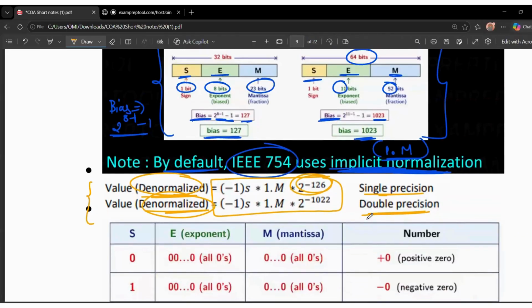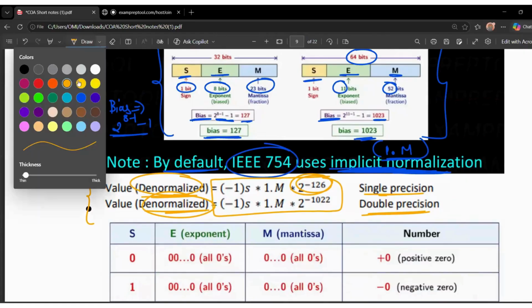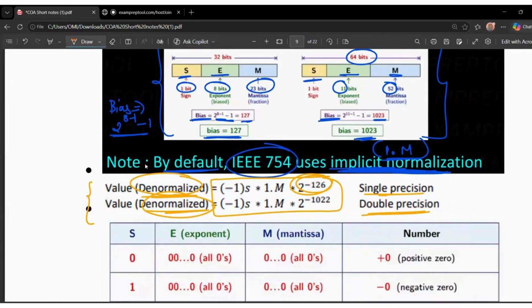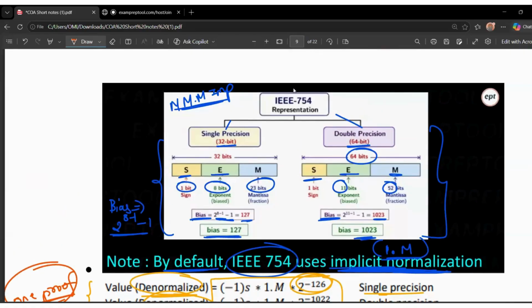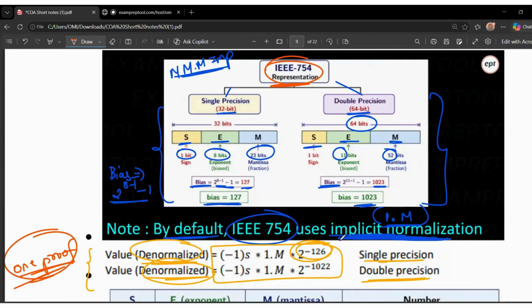And we have seen one proof also in our lectures. We took one example, and we saw that if you do it with the help of the IEEE 754 representation, you can't do it.